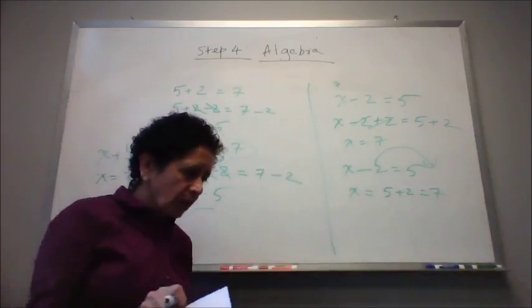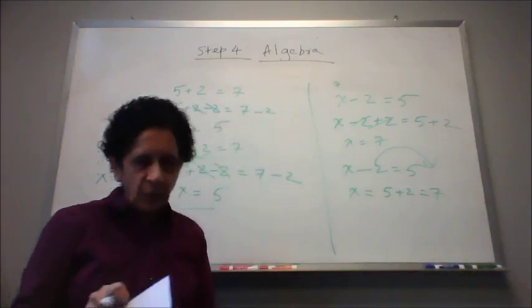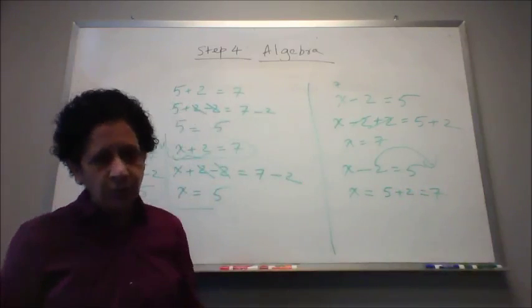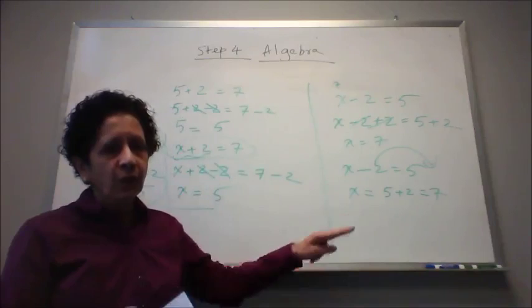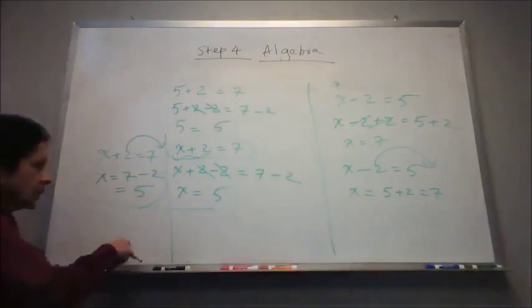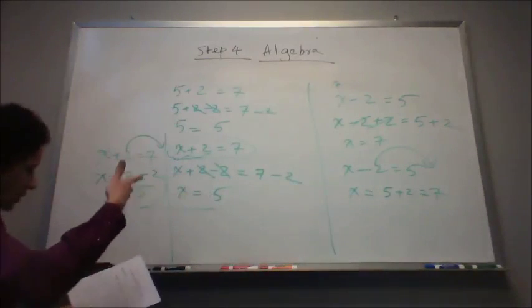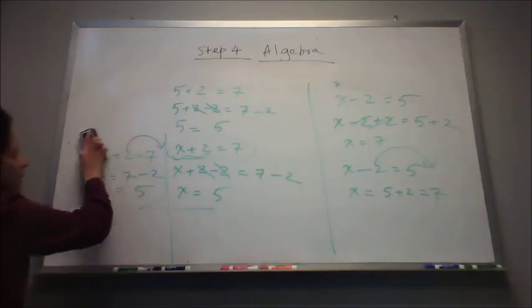You can group all the x at one side, all the numbers to the other side, and when you switch sides, you switch signs. If you remember that rule, then you will be able to solve for the value of x, okay? So with addition and subtraction, this is how you solve for x.